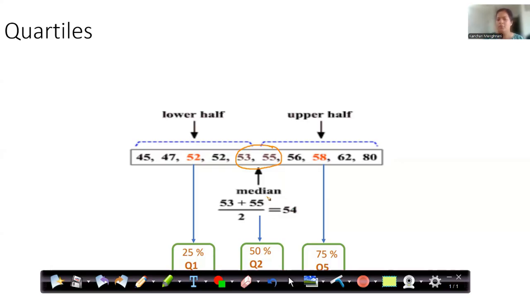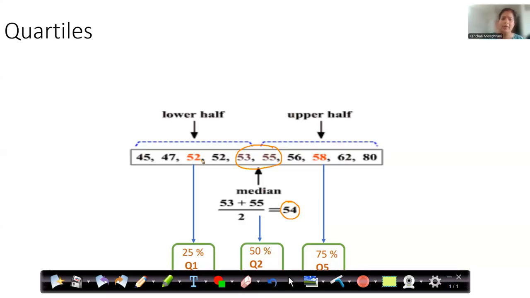Now the median would also be called Q2, or the 50% of your data. That means I can say that 50% of my data lies below 54 and 50% of my data is above 54. So 54 would be Q2, or the 50th percentile, or the median.